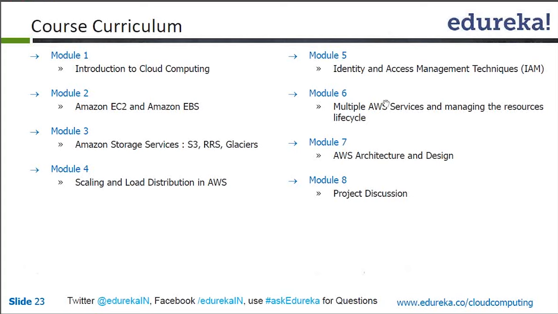And in module 6 we'll see the spectrum of services, how to leverage those services, and what functionalities are available. Module 7 is about best practices, architecture, budgeting, all those things. And module 8 we will do a final project and a quiz. That's how we'll conclude the AWS course.